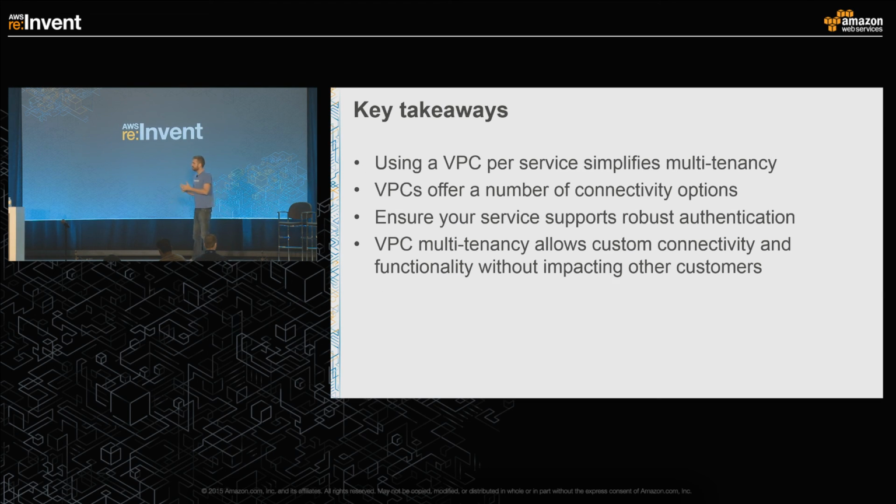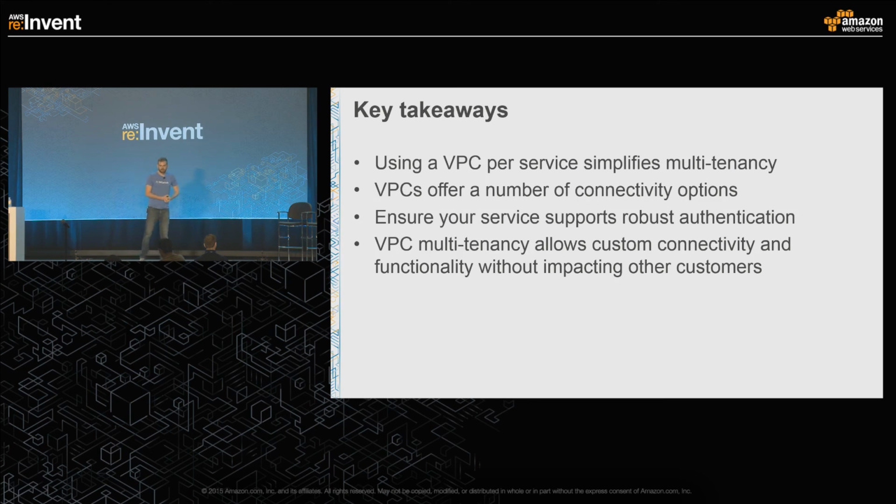So the key takeaways that I really want you to come back from this with: using a VPC per service really simplifies your multi-tenancy options. You do have an overhead of having to manage the VPCs themselves, but Amazon provides some great APIs for doing this. It means you don't have to do multi-tenancy within the service or the network service that you're delivering. It means it's all done at the network level.